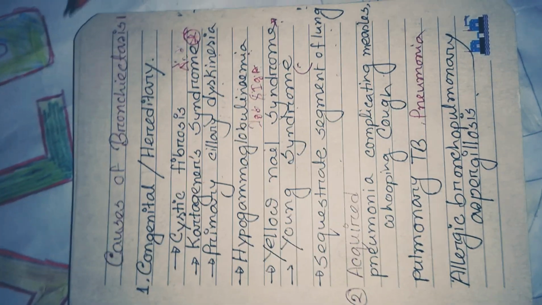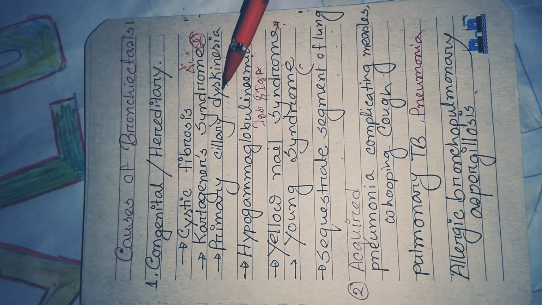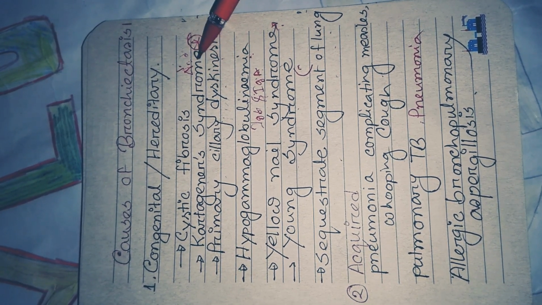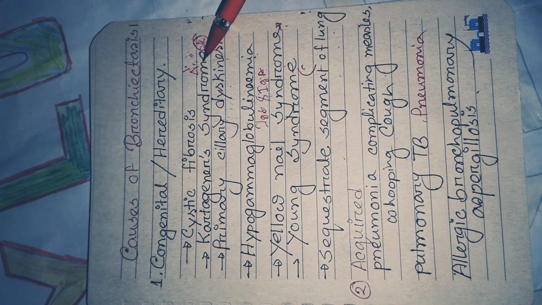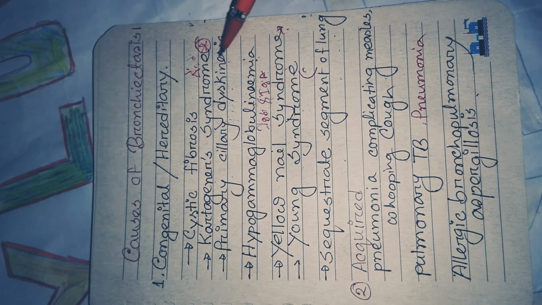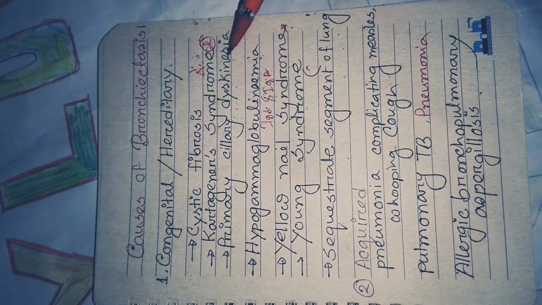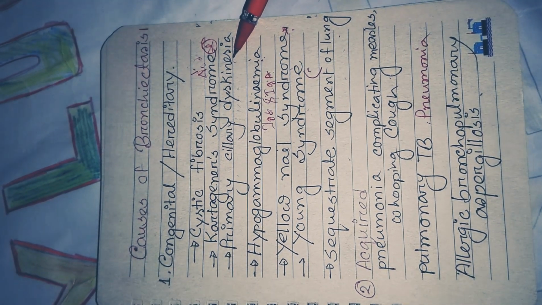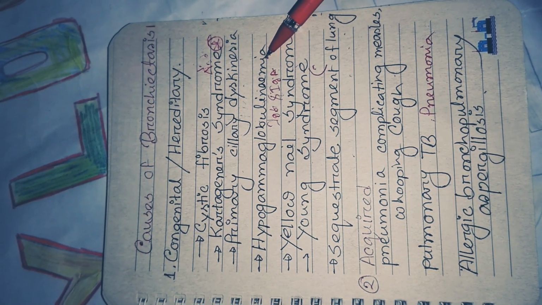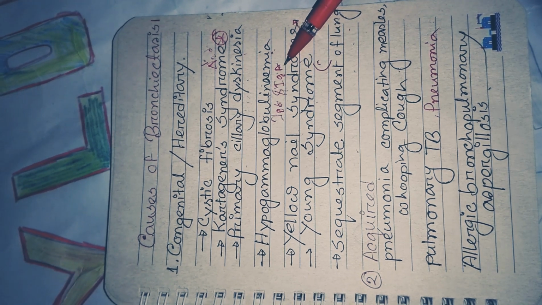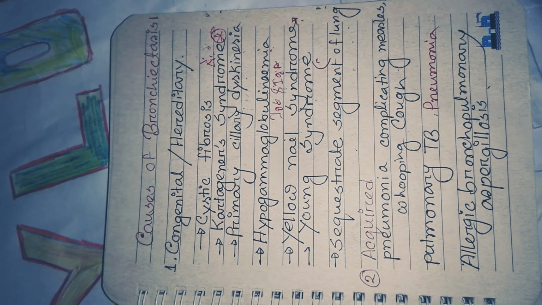Now we know the causes of bronchiectasis: congenital and acquired. Congenital causes are cystic fibrosis and Kartagener syndrome. There is a triad: one is bronchiectasis, second is dextrocardia, third is sinusitis. This triad occurs in Kartagener syndrome. Then primary ciliary dyskinesia, where immotile cilia occur. Then hypogammaglobulinemia, where immunoglobulin G and immunoglobulin A deficiency causes infection, which then causes bronchiectasis.